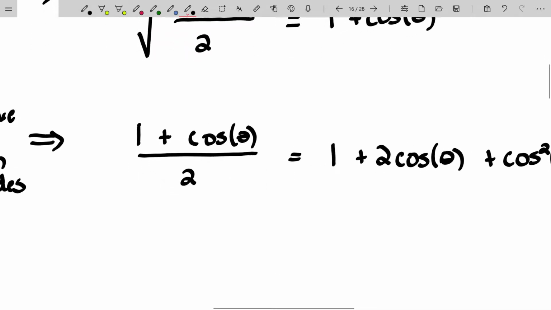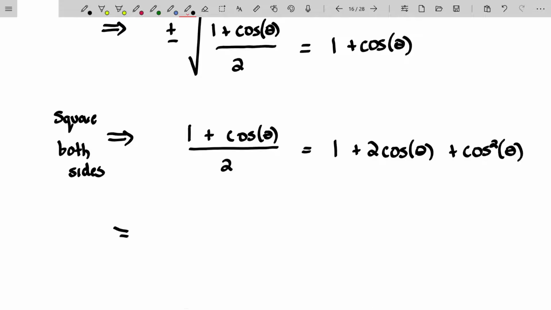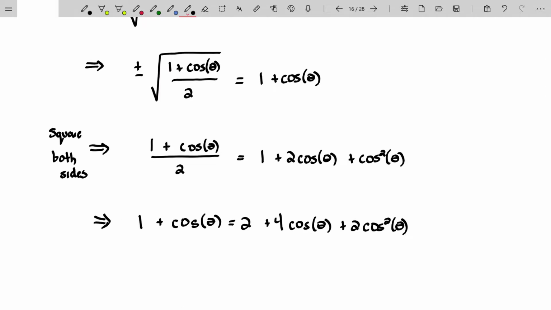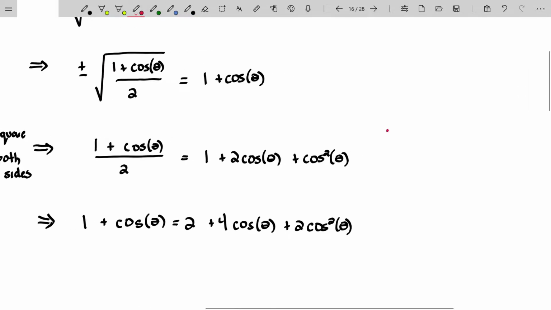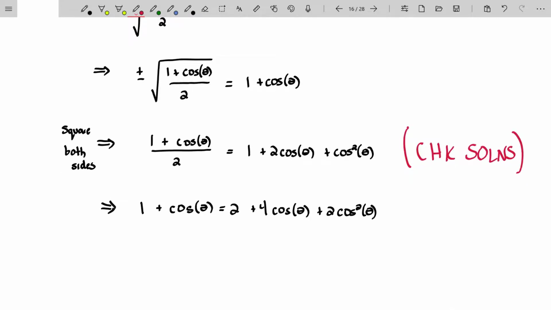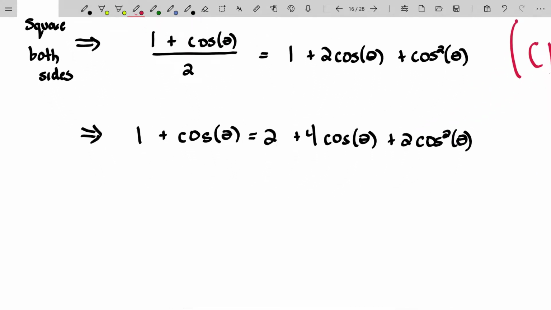I'm going to go ahead and multiply both sides by 2 because I want to get rid of that fraction. So I have 1 plus the cosine of theta is equal to 2 plus 4 cosine of theta plus 2 cosine squared of theta. And I should note, once I square both sides, I'm going to warn myself right here, check solutions. The reason why is because, again, when you square both sides, you can introduce extraneous solutions. So I want to make sure that in the end, I check my solutions.